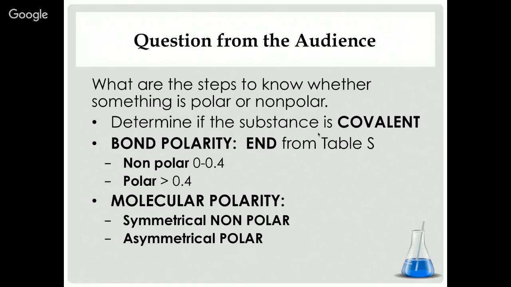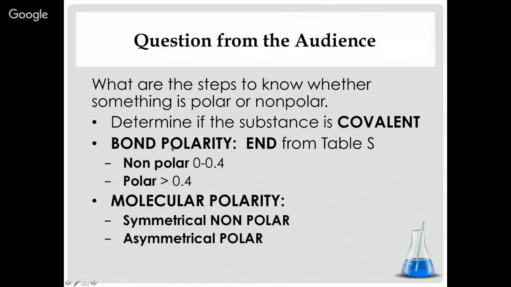So we did have one question from the audience in our forum a few weeks back. They said, what are the steps to know whether something is polar or non-polar? I did address this, but I want to bring it back for that individual who asked. You also need to know, are they talking about bond polarity or molecular polarity? Very quickly, the first thing you do is determine if the substance is covalent. That's non-metal, non-metal. If it's covalent, then we look at the wording: are they asking about bond polarity or molecular polarity? So look for those keywords, bond or molecule.